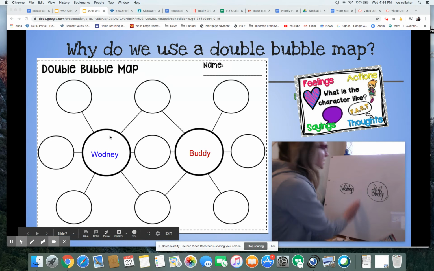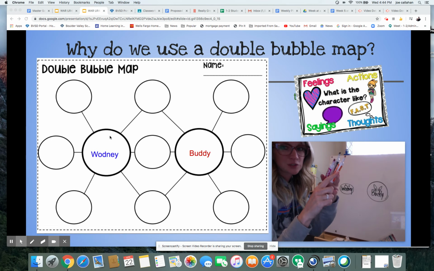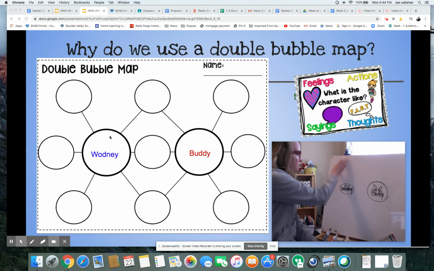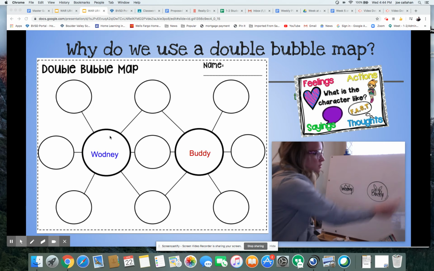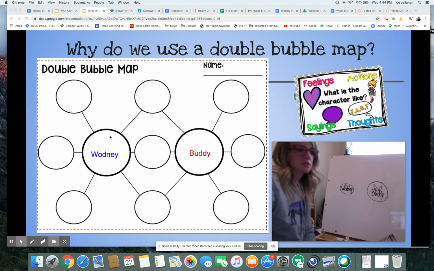In this middle, we're always going to put bubbles and describing words and character traits that are, that's right, the same, similarities between characters. And then on this side, we're going to put differences that are only specific to Wadney. And on this side, we are only going to put character traits that are specific to Buddy. So follow along as we make our double bubble together.